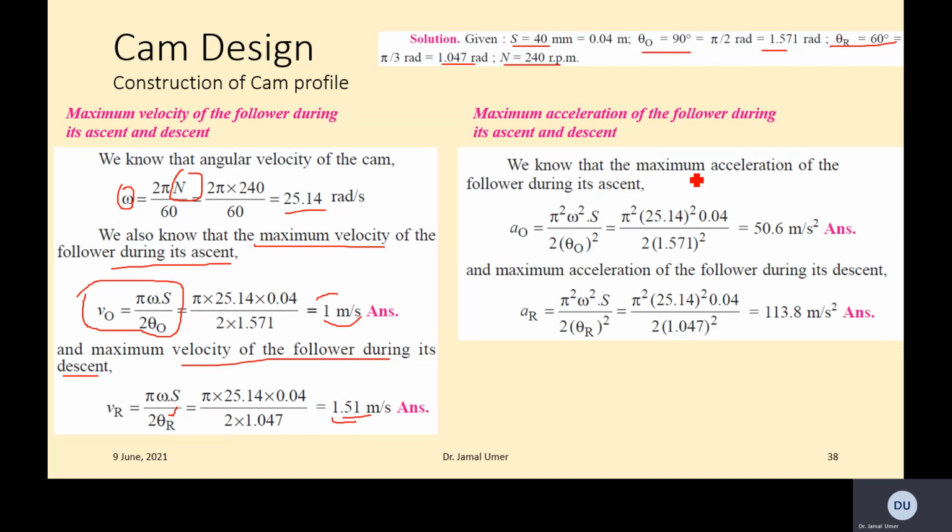The maximum acceleration equation was also derived within the same presentation. In the last lecture, I gave you the proof of this equation, which you can use. It is just a matter of plugging in the numbers and you can find the acceleration. You see A0, the outward acceleration, is 50.6, which is quite a big number. The acceleration is quite high for such operations, and the return is even higher, 113.8 meters per second squared.